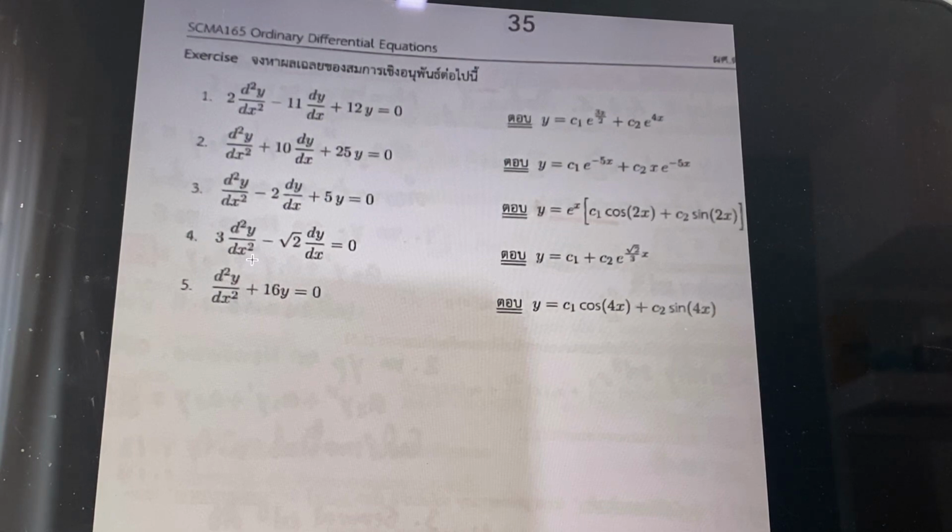Okay, and this one, 3y double prime minus square root y prime equal to 0. Just find that and you should get two distinct real roots. And this one, y double prime plus 16y, of course, is going to give you complex roots, where the real part is 0 and the imaginary part is 4. So you have plus or minus 4i for this one. Please give a try on that, and we will continue. If you have any questions, feel free to ask me through any application that we use.